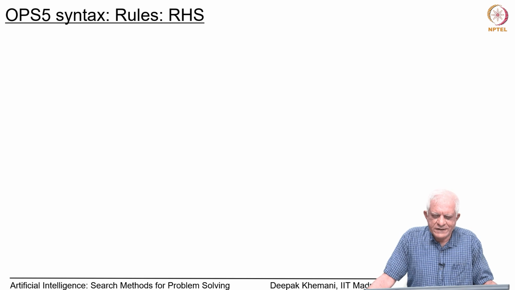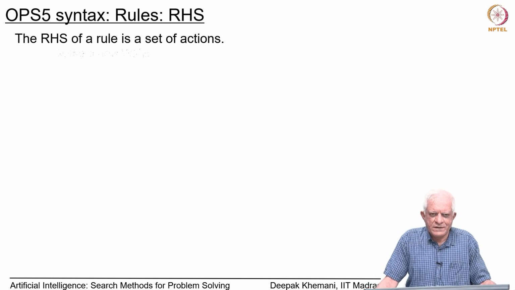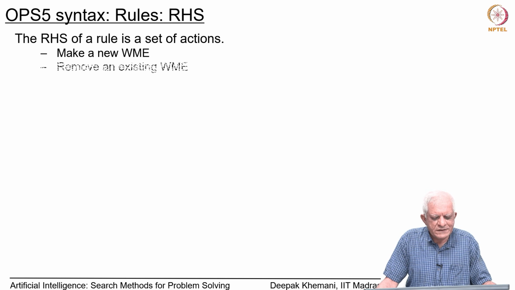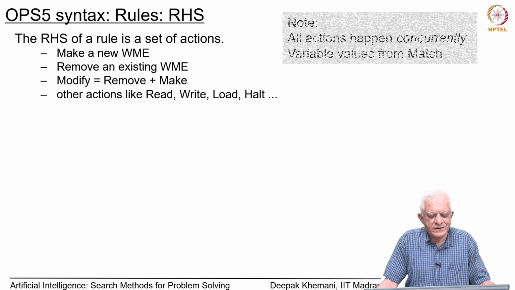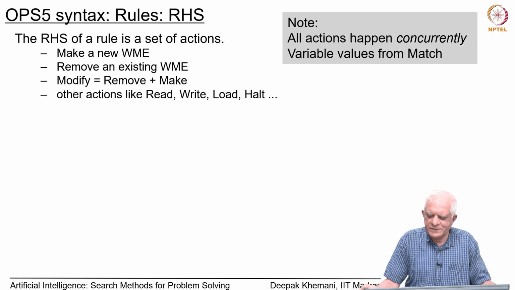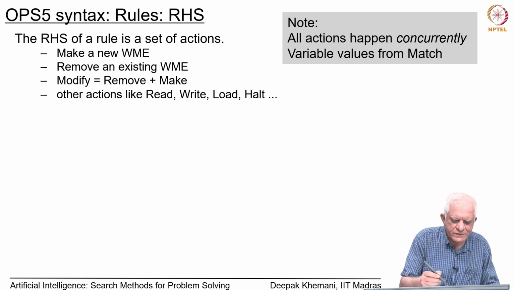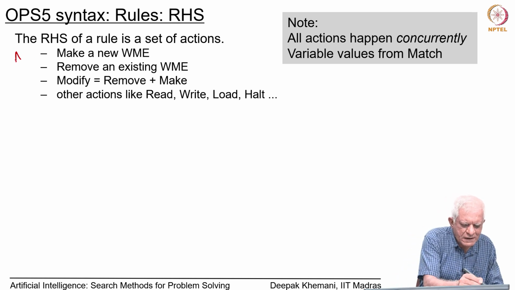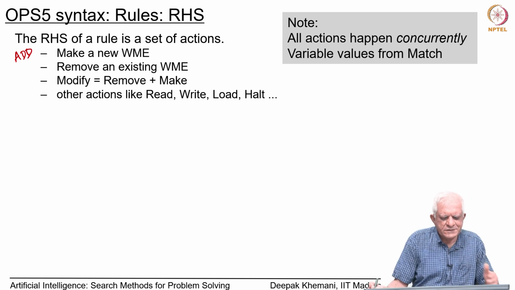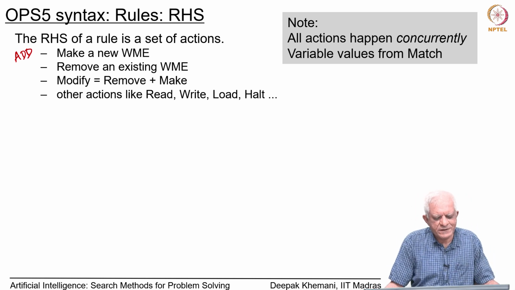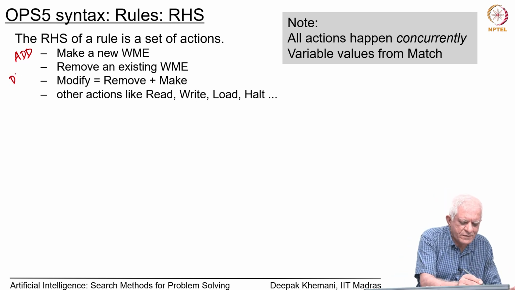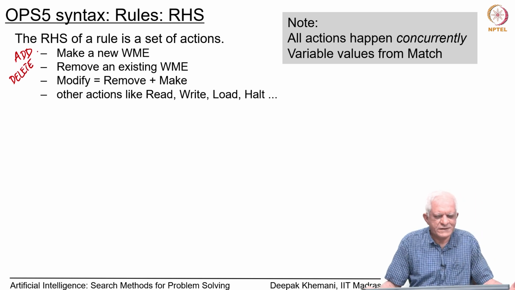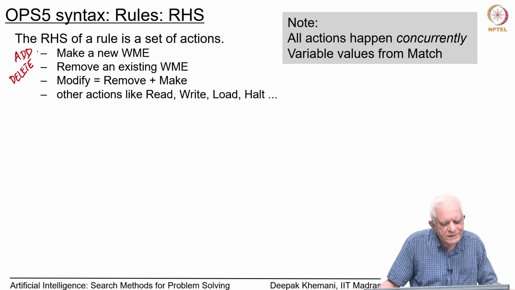Now, let us talk about the right hand side. The right hand side of a rule is a set of actions. The simplest action is to make or add. Some textbooks may use the word add here. The OPS5 manual says make, I think, or you can remove a working memory element. Some books may say delete. It is a question of keywords.